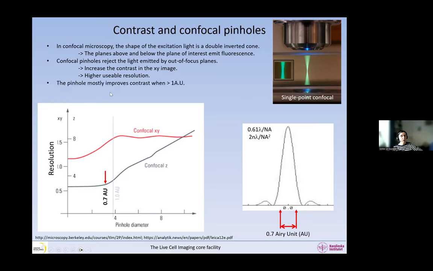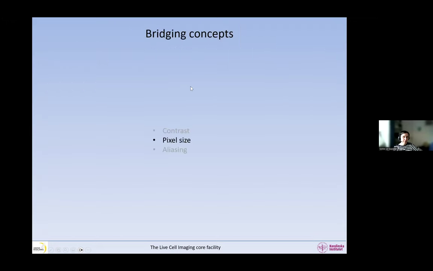So the pinhole mostly improves the contrast when it's above one area unit, which is what we use most of the time. But when we go smaller than one area unit, we can also improve the resolution. So the pinhole is mostly there for us in a practical way to increase the contrast.